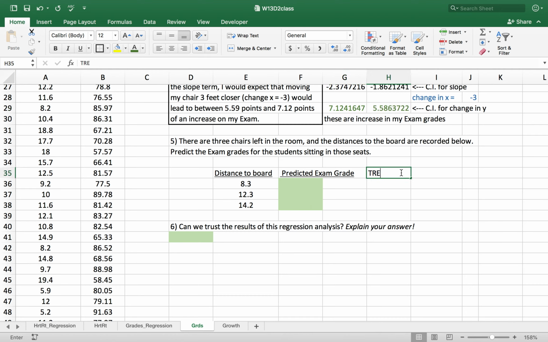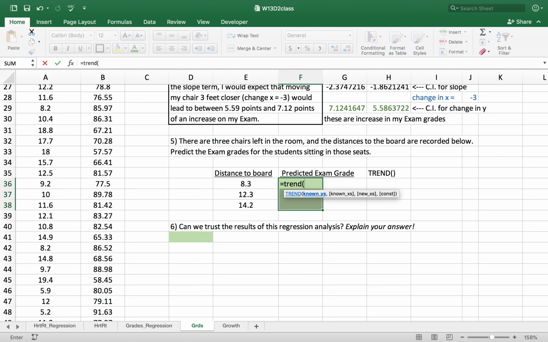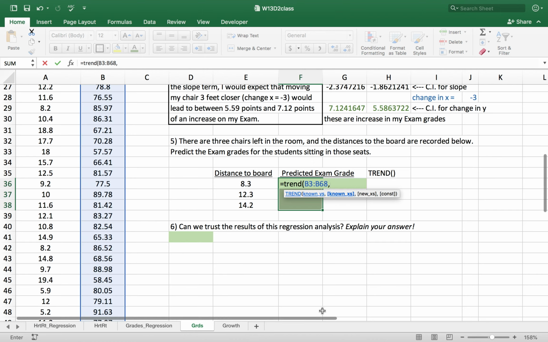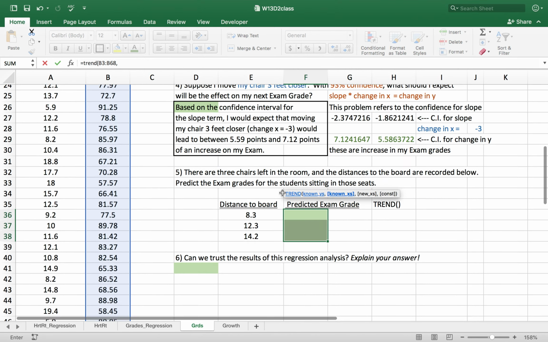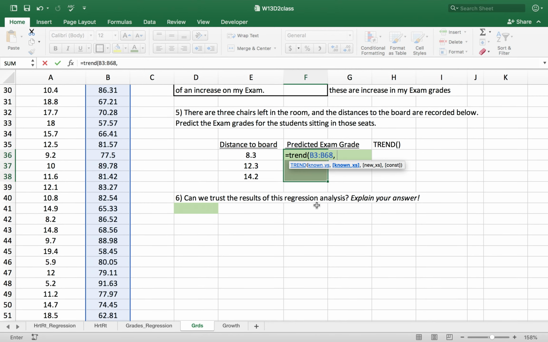All right, so if you started using the trend command, you're on the right path. If you had trouble using it, remember this is an array-based command, so you have to highlight first, then type out your command, trend. It asks for the known y's, so this is coming from our data, B3 to B68. It asks for the known x's, this is A3 to A68. And then it asks for our new x's, and that's the distances to the board that we're trying to use to make our prediction. Remember, the constant argument's always set to 1.